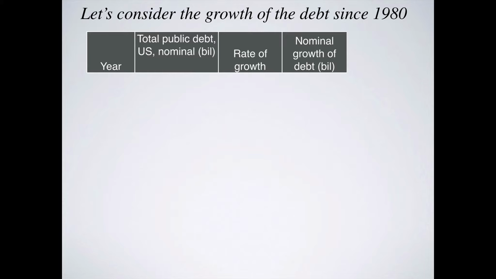It looks at, by year, what is the total public debt, and this is nominal. Okay, so that means it's not adjusted for inflation. Because we're just looking at the growth of the debt, we need to consider inflation as well, but it's accurate to show the nominal value in this case. Okay, then we're looking at the rate of growth and also the nominal growth, right? How much was added to it during that year. Okay, so our story begins in 1980 when the total public debt stood at $908 billion.